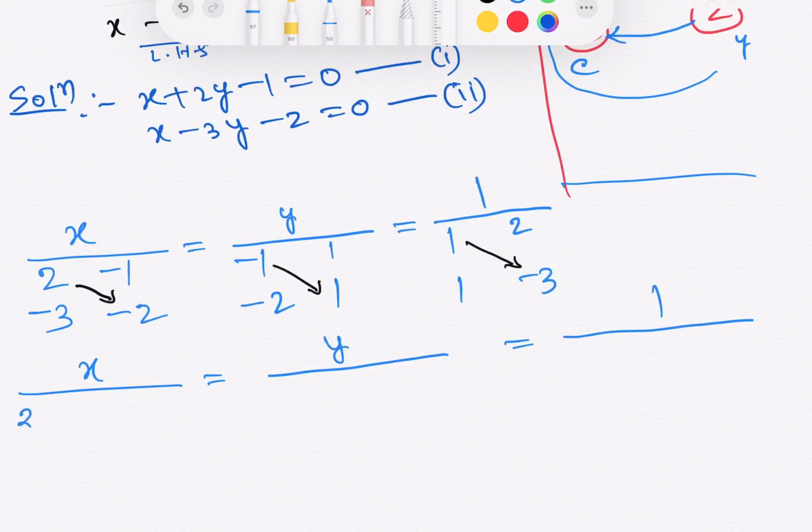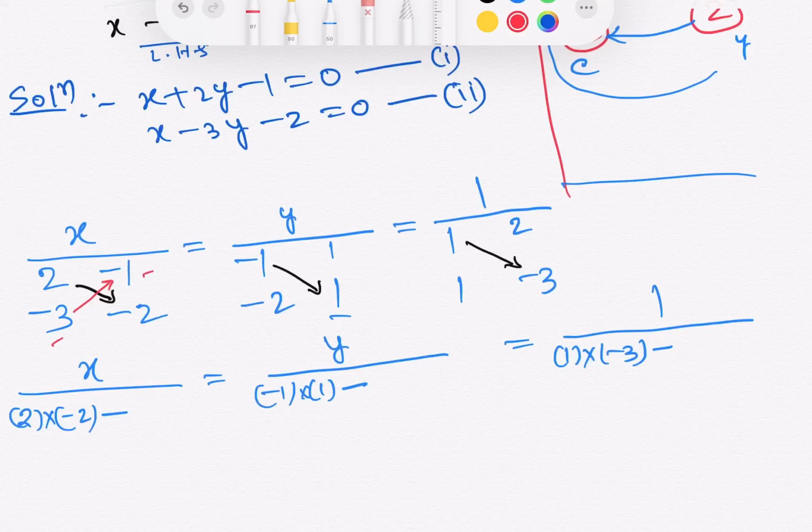Now write here 2 multiplied with minus 2. After that you write a negative sign. Similarly here, for the y portion, minus 1 multiplied with 1, then write a minus sign. Similarly here, for the constant part, 1 multiplied with minus 3, then you write a negative sign. Now after that you draw an upward arrow from the third element to the second element.